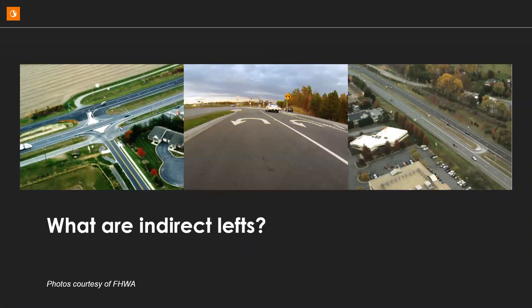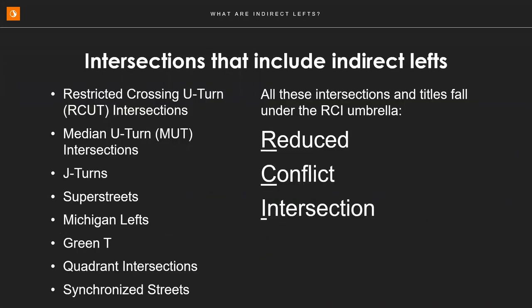So what are indirect lefts? There's a lot of names for intersections out there that include indirect lefts, some of which you may have heard of, some you may not have heard of. The restricted crossing U-turn or the R-cut intersections, median U-turn or MUT intersections, J-turns, super streets, Michigan lefts, green T intersections, quadrant intersections. Some states call them synchronized streets.